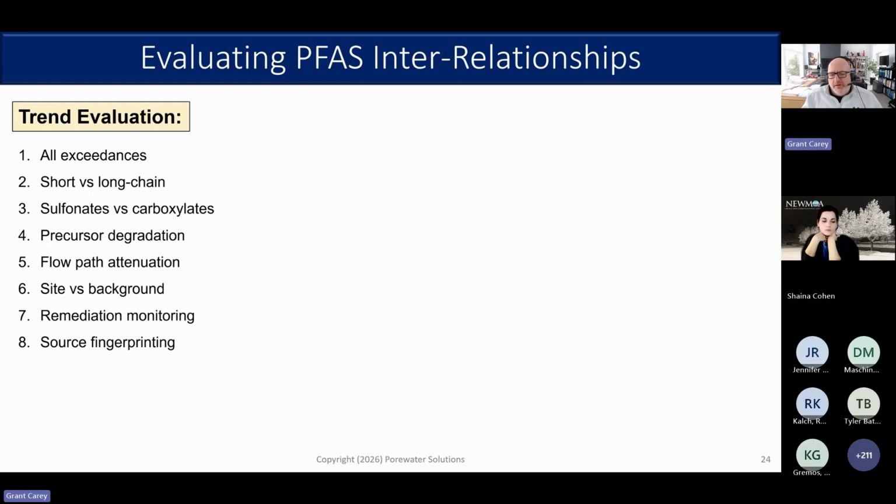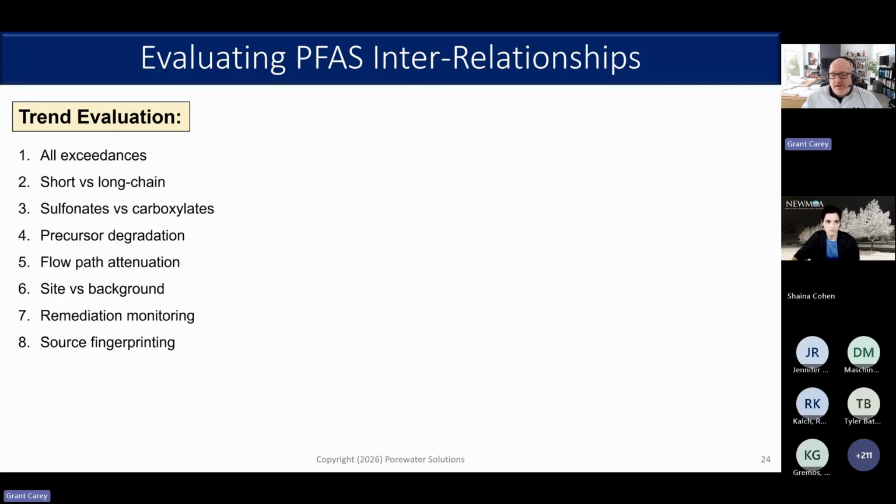So one thing that we've been doing more of in the last few years is really looking at what I call PFAS interrelationships. How do some group concentrations compare to other groups? There's many reasons why we look at that. One is maybe we want one map that shows all the regulated PFAS of concern and where the exceedances occur. So multiple chemicals on a map. Sometimes we look at short versus long chain. If we want to know, will an absorption remedy work? We might need to look at both types of those, sulfonates versus carboxylates.